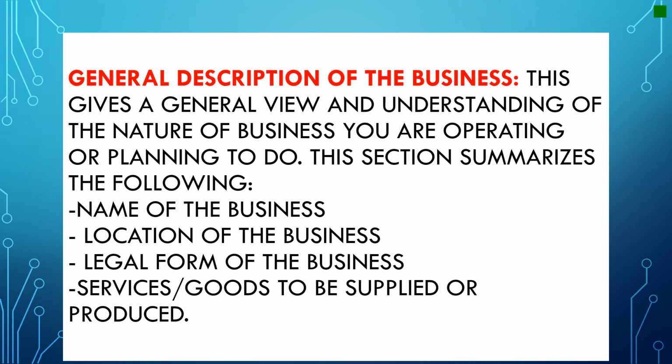Then the general description of a business. This is also another item or component or element of a business plan. So this gives a general overview and understanding of the nature of the business you are operating. Putting that in mind, with the executive summary, we said we are going to talk a bit about what our business is all about. Now here you're going to be more descriptive. So this section summarizes the following.